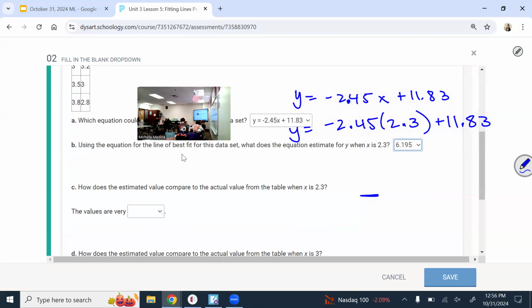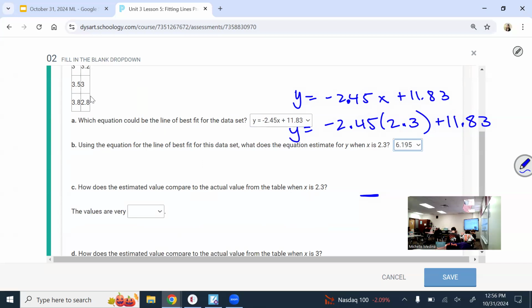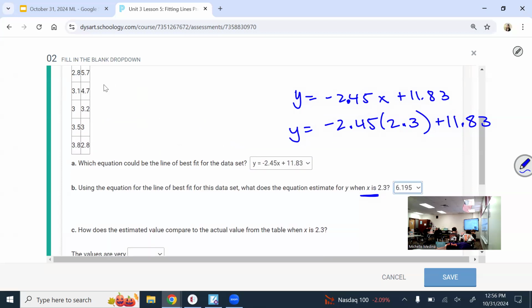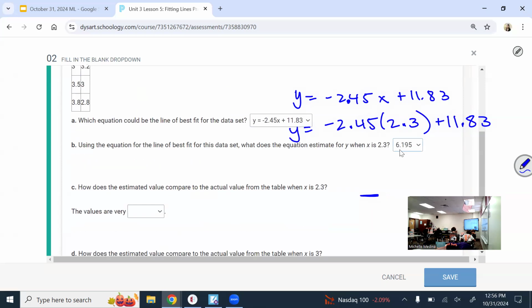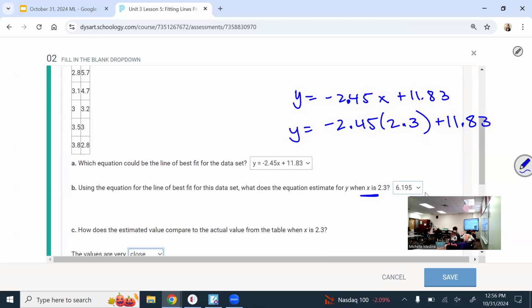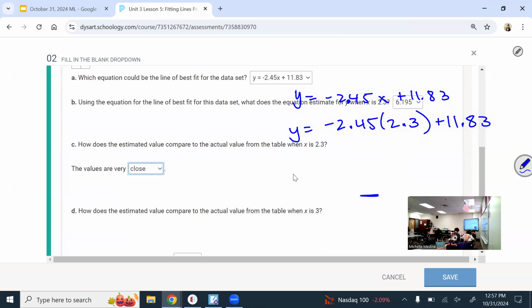Then it says, how does the estimated value compare to the actual value? So actual is always what was collected from the survey or experiment or whatever it is. So compare it to when x was 2.3 over here. My actual was 6.2. My predicted was 6.195. So would you say the results are very close or far apart? Close. They're honestly, if you round it, then it's the same, but yeah, they're close to each other.